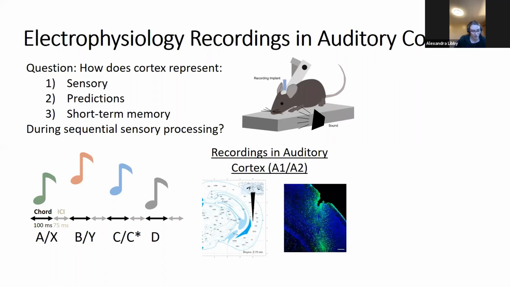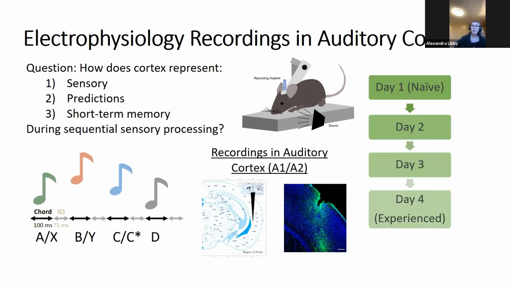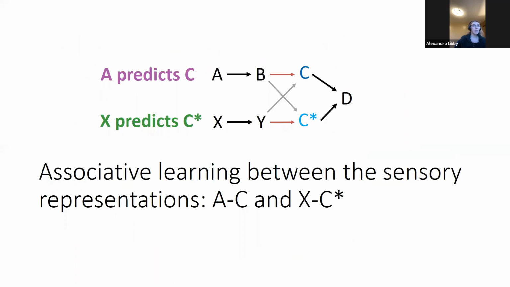And so this paradigm doesn't have a behavior. And one of the reasons I wanted that was because I wanted to study learning, and I wanted the animals to be completely naive to the sounds before they heard them. So on day 1, they've never heard the sounds before, and then by day 4, they're really well experienced hearing the sequences. Okay, so basically what we want to capture in the neural activity is how A predicts C, and likewise how X predicts C prime. So how is that associative learning represented in the neural activity?